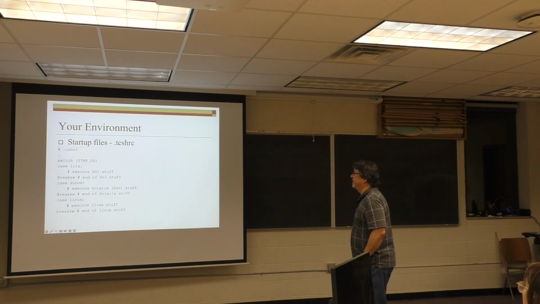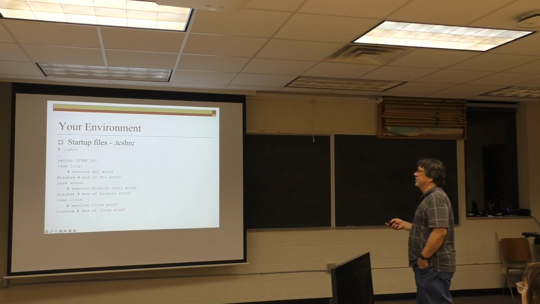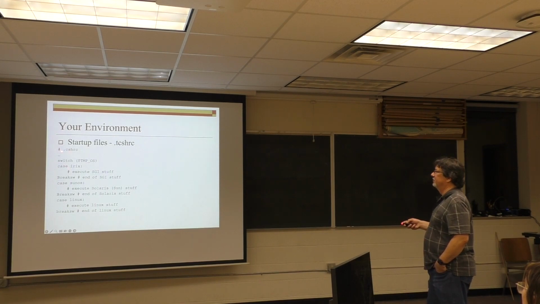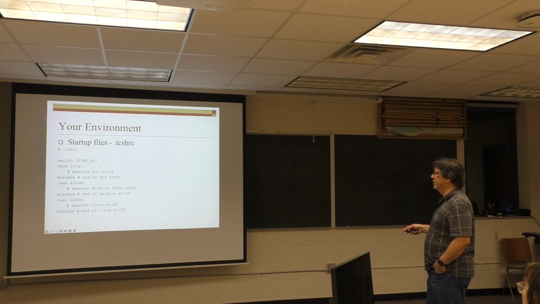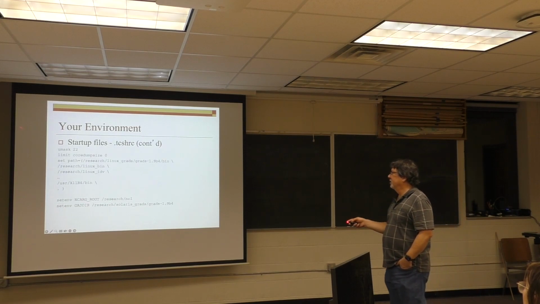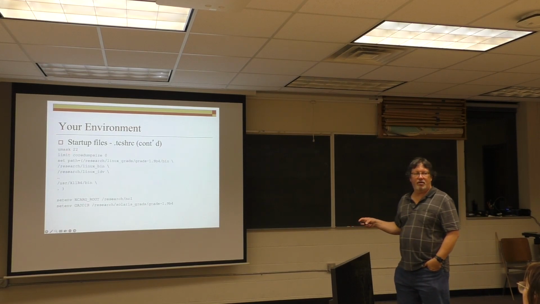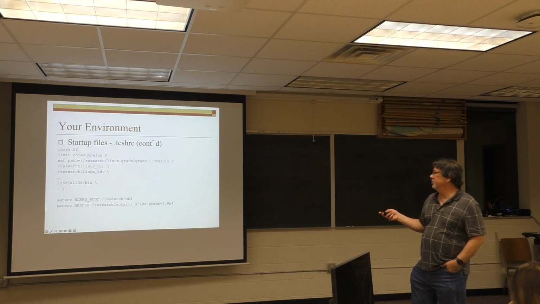Here's an example of what that might look like. This is an example of a .cshrc file. tcsh and csh are both the same. This says what operating system am I running. If I'm running an SGI, do the SGI stuff. If I'm running Solaris, do that stuff. If I'm running Linux, then do Linux stuff. Here I'm setting that umask that I talked about, which sets what my default file permissions are going to be.